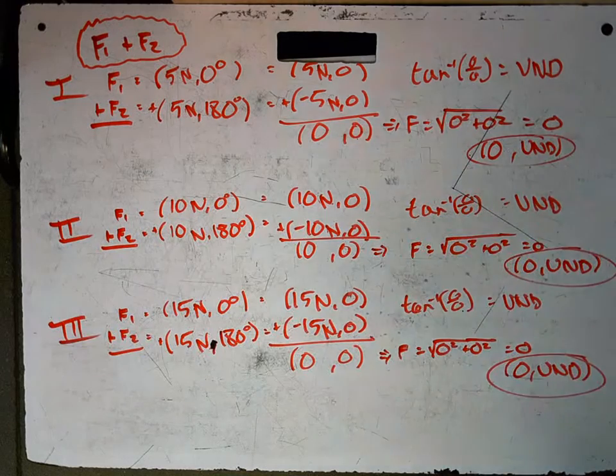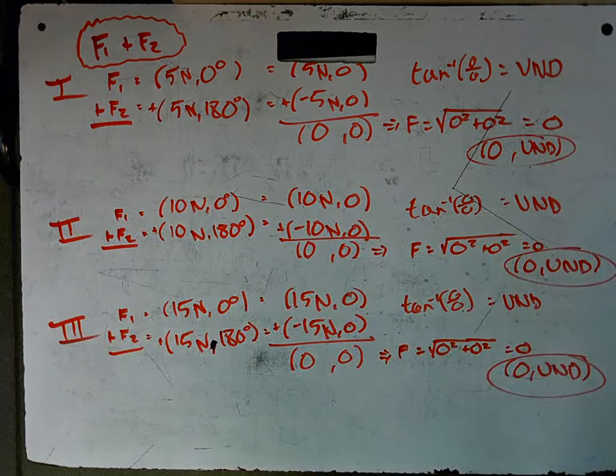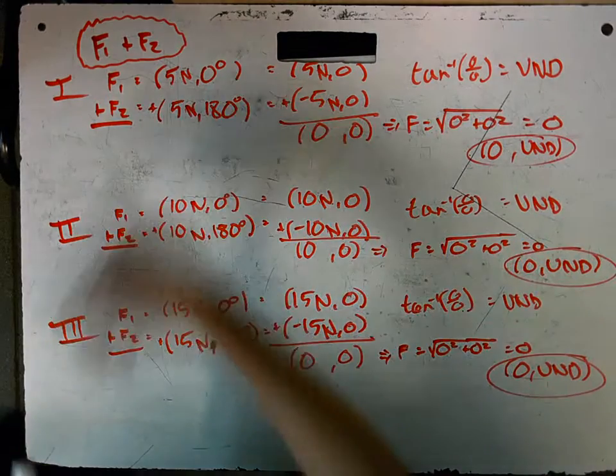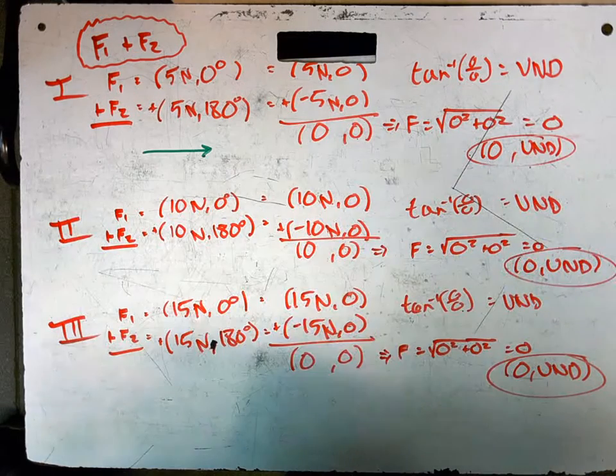So here's the results from one of the groups for activity 1. And I really like the way they laid out F1 plus F2, and they showed their work and everything. So F1 was 5 newtons at 0 degrees. So I'm just going to draw it. 5 newtons at 0 degrees.